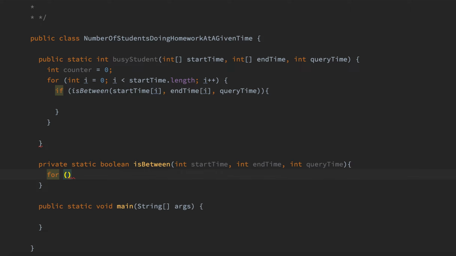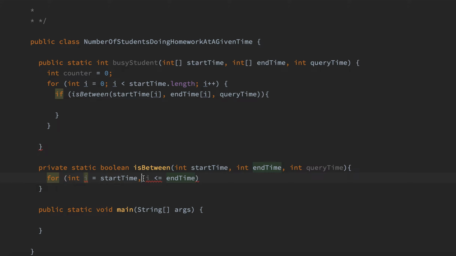And in this for loop, we're going to start it at i, or at the start time, sorry. We're going to end it at the end time. So i less than or equal to the end time, because remember we're going inclusive here.